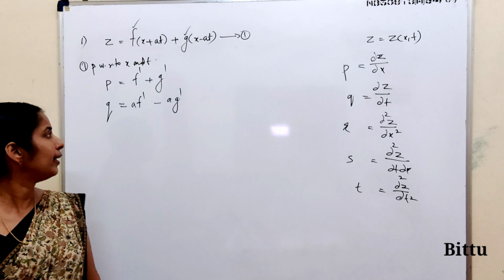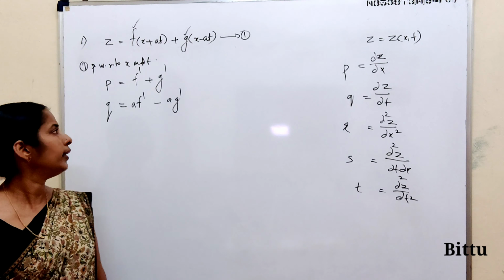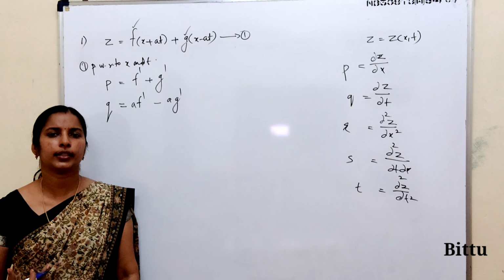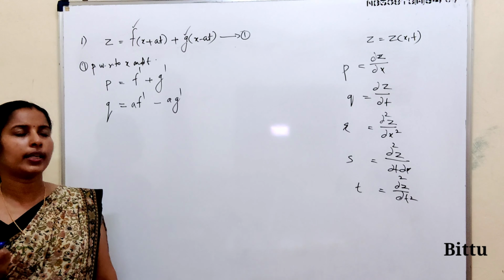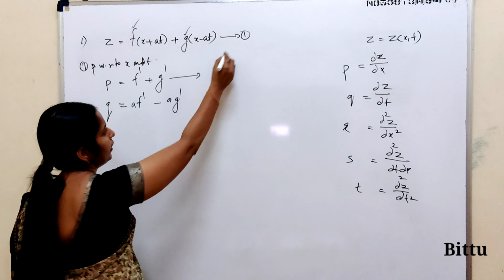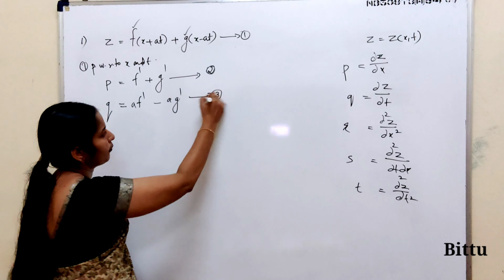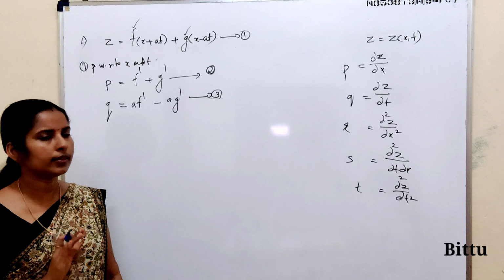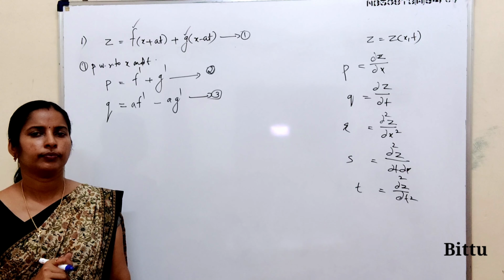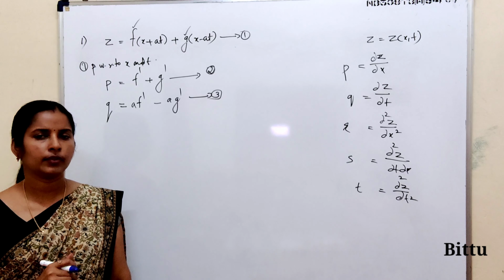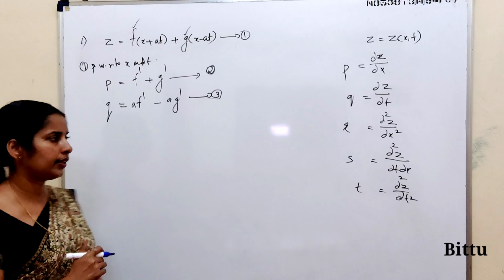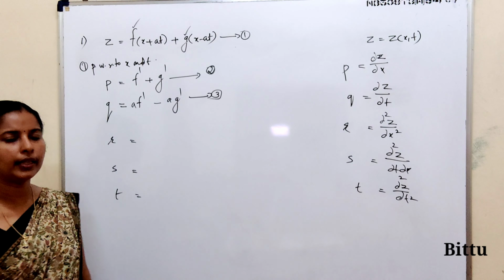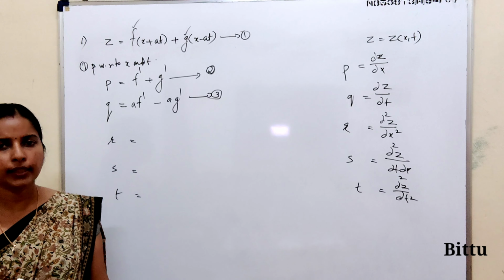Next, you try to eliminate f and g. Here, in p and q, you can see derivatives of f and g, that is f dash and g dash. Next, you try to eliminate f dash and g dash from these three equations, equation number 1, 2, 3. You can see you can't eliminate f dash and g dash from these three equations. So the elimination is not possible. So in such situations, you have to find r, s and t. Then you try to eliminate, you can make a partial differential equation.